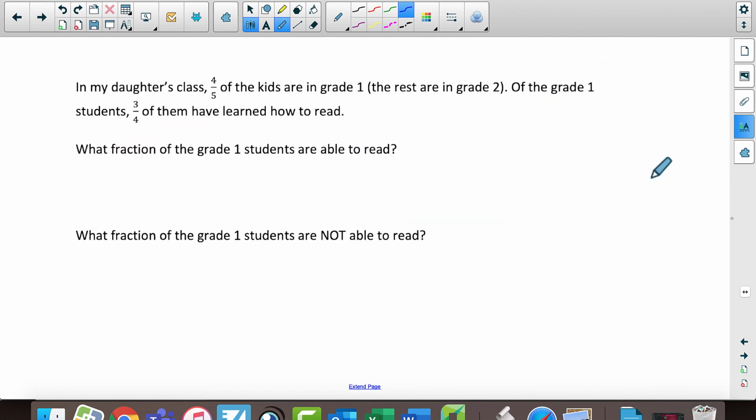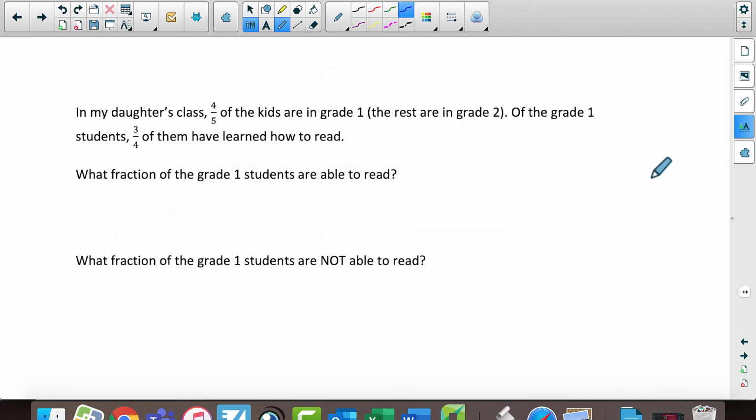Alright, one word problem for you here. In my daughter's class, 4/5 of the kids are in grade 1, the rest are in grade 2. It's a split class. Of the grade 1 students, 3/4 of them have learned how to read. What fraction of the grade 1 students are able to read? I know these can be hard, can't they? So 4/5 of the kids are in grade 1, and 3/4 of those kids know how to read. So what we want to know is, what's 3/4 of 4/5? That's basically what we're trying to figure out. What's 3/4 of that amount of kids?